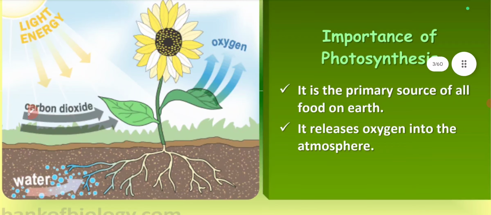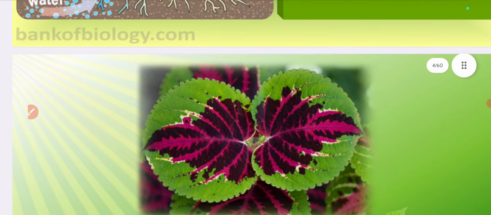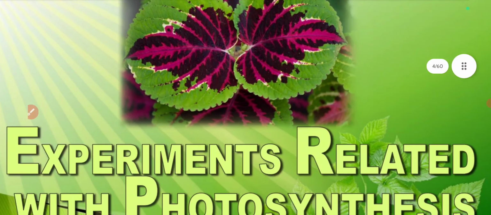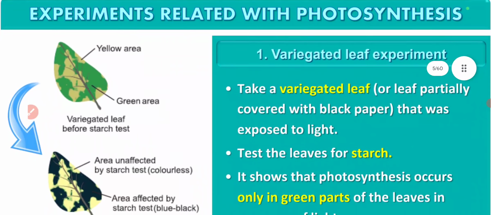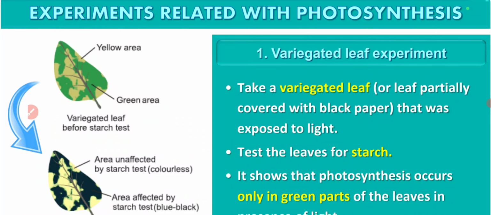Now, importance of photosynthesis: it is the primary source of all food on earth. It releases oxygen into the atmosphere. Now some experiments related with photosynthesis. Some experiments we have done in class 10th in the chapter Life Processes, and now just a reminder, and then we will start the new experiments which are actually in your NCERT.